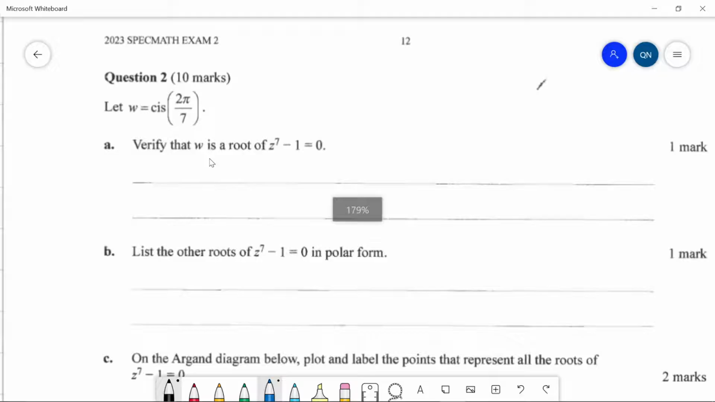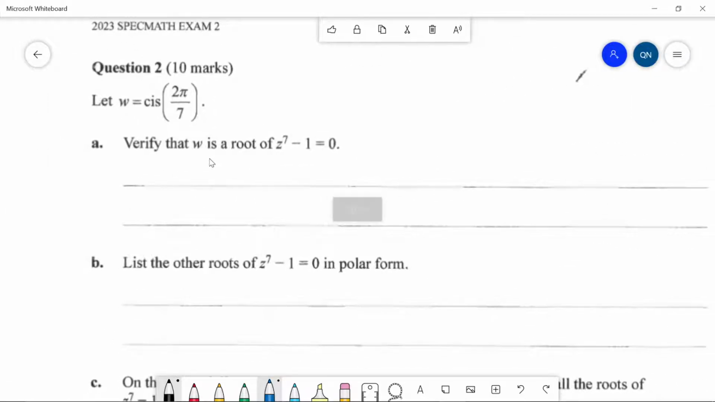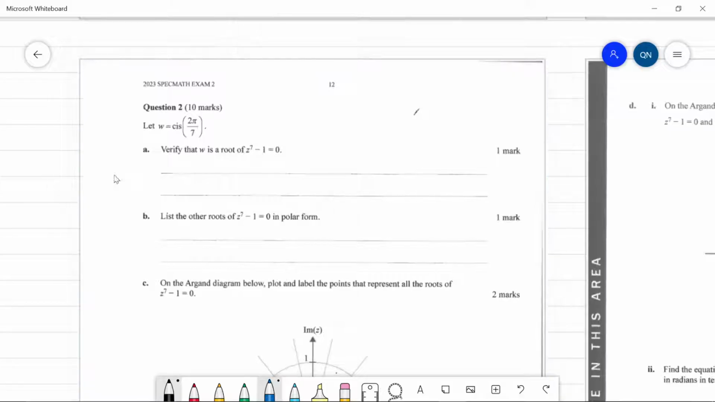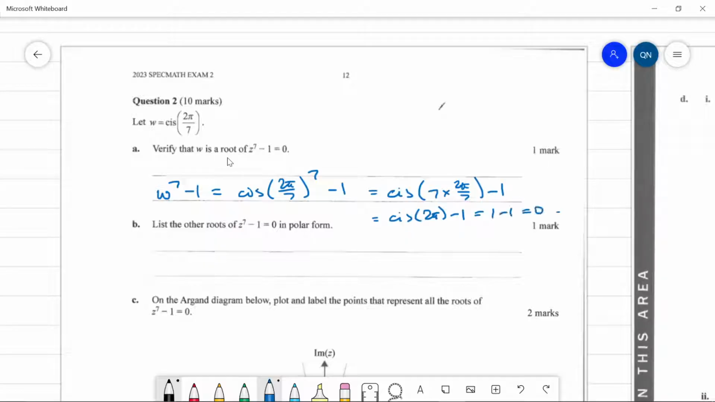Verify that w is a root of z to the 7 minus 1. Roots of unity, it seems like. So we've just got to plug it in and see if it works. So we have w to the 7 minus 1 equals cis of 2 pi on 7, raised to the 7, minus 1, and this is just cis of 7 times 2 pi on 7, minus 1, and that's cis of 2 pi minus 1 equals 1 minus 1 equals 0.